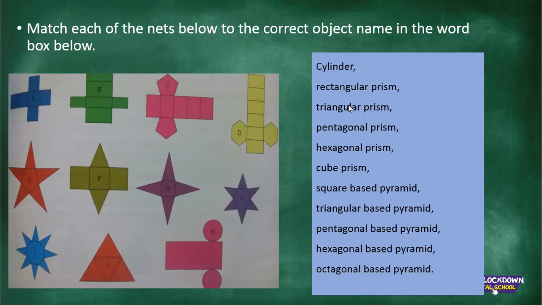So thank you so much for your answers. Yes, they're correct. A is cube prism. B is rectangular prism. C pentagonal prism. D hexagonal prism. E pentagonal pyramid. F is triangular prism. G square pyramid, hexagonal pyramid, octagonal pyramid, triangular base pyramid, and K a cylinder.